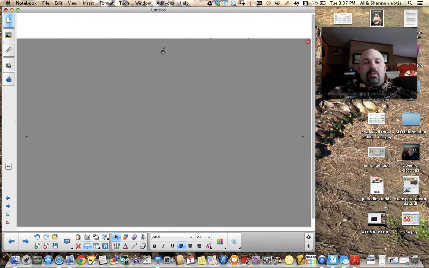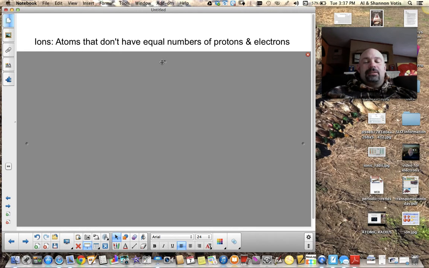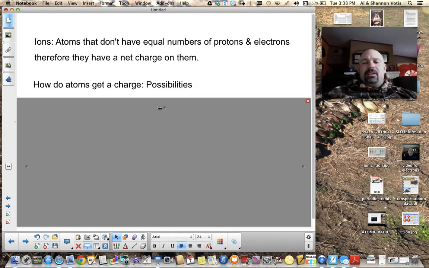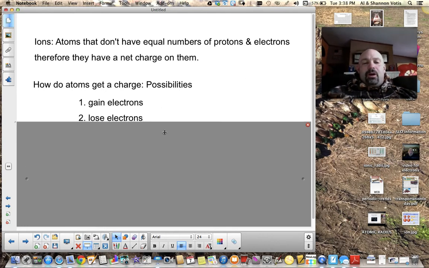Okay, so first of all, we want to talk about exactly what ions are. Ions are simply atoms of an element that don't have equal numbers of protons and electrons. What does that mean? It means that there's a net charge upon them. So an ion is really just a charged atom. And how do atoms get charges? What are the possibilities of things that atoms can do? Well, they can either gain electrons, lose electrons, gain protons or lose protons.